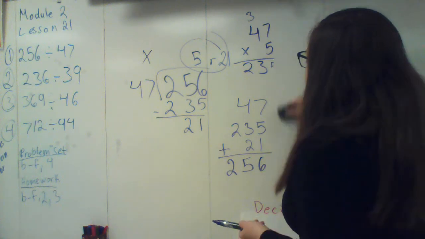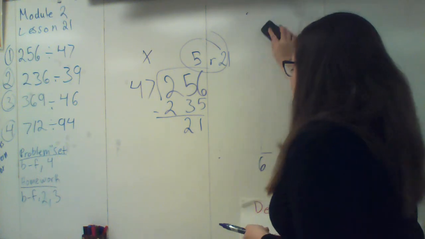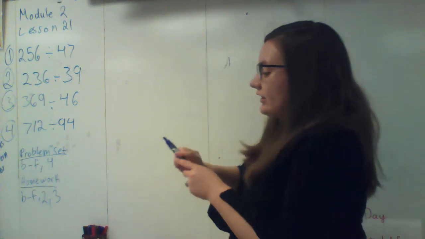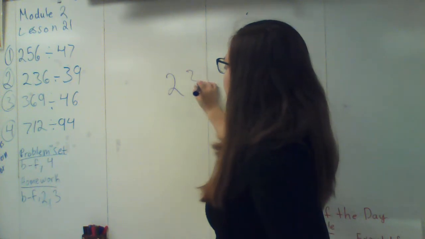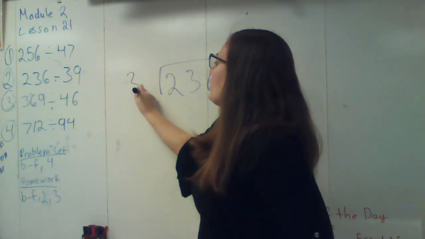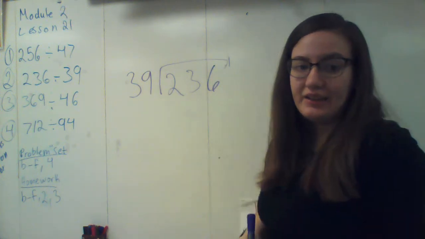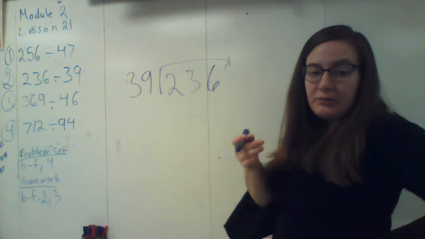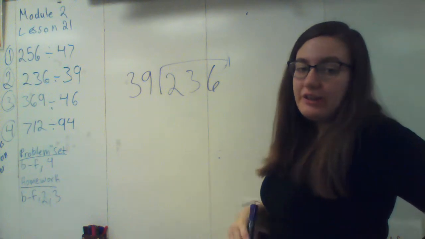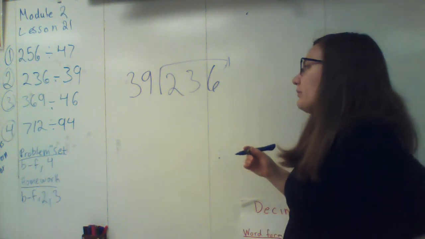Now we're going to move on to the next one after I get this erased. And we are going to take a look at 236 divided by 39. So when we get to these bigger numbers, it's important to start estimating just because it's going to help us out with figuring out what the problem is.